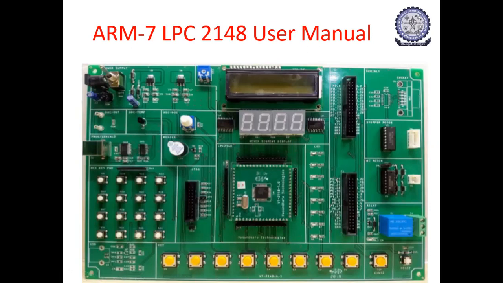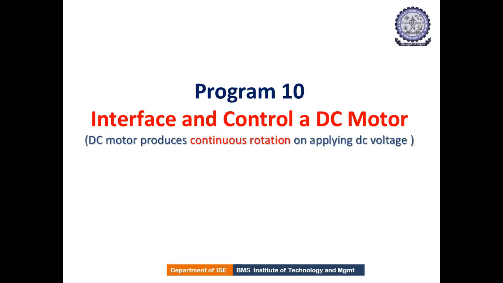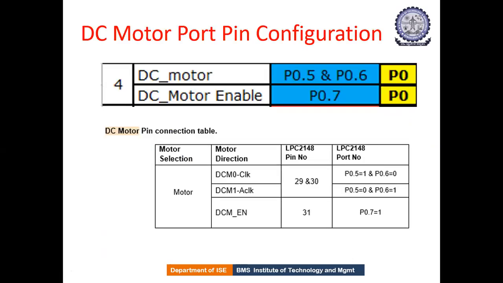So using this interface kit with a DC motor connection and the extra voltage supply, we will see how exactly we can write the program. So this is the pin configuration for which a DC motor is being connected. That means port 0 is being connected with the DC motor. Port 0, the fifth bit and the sixth bit are used for performing clockwise and anti-clockwise rotation, and we have used the seventh bit for enabling the DC motor.